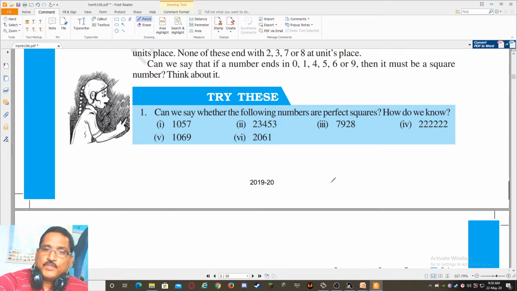A number ending with 2, 3, 7 or 8 will never be a perfect square. Numbers ending in other digits may be square numbers, not sure, maybe. So a number ending with 7 will not be a perfect square. A number ending with 3 is not a perfect square. A number ending with 2 is not a perfect square. A number ending with 9 may be a perfect square. A number ending with 1 may be a perfect square. No need to perform the full activity. You only have to say may be a perfect square or may not be a perfect square.